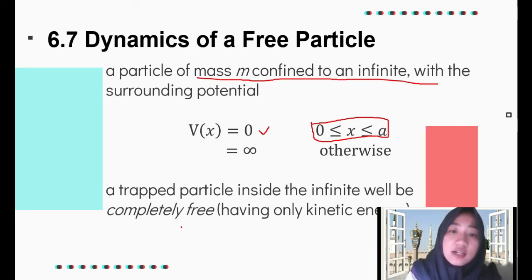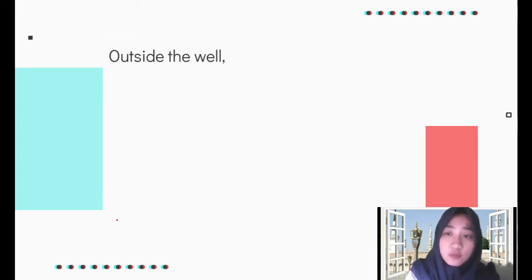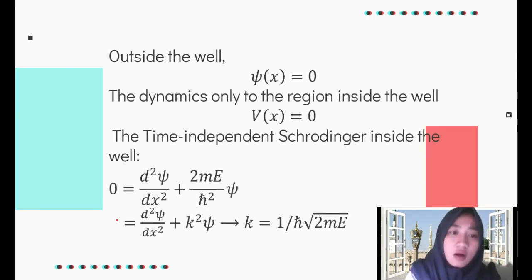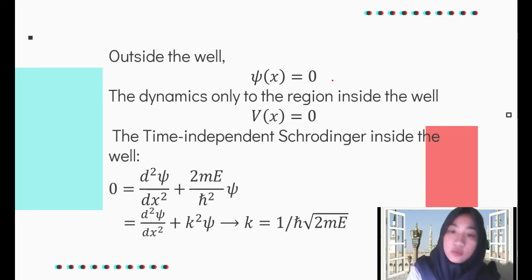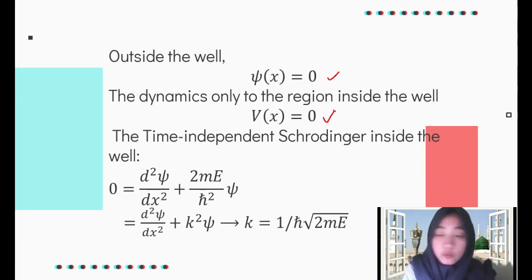A similar situation in a classical model would be an object moving back and forth on a frictionless surface bounded by rigid walls. In both cases, there is no way out for particles to go through the walls. Thus, outside the well, ψ(x) equals 0, and hence the dynamics applies only to the region inside the well, where V(x) equals 0. Therefore, the time-independent Schrödinger equation inside the well is as follows.